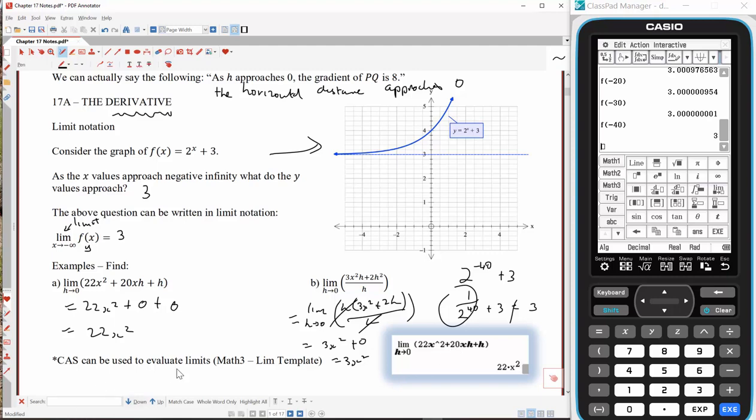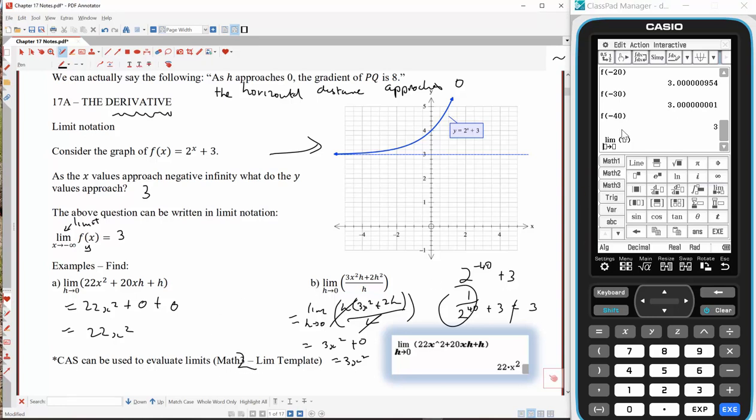Calc does limits, so you can hit it from the Math 3 template. I hardly ever use them, so I would have written that a few years ago. Math 3 lim template. It's not even Math 3, it's Math 2. All right, so Math 2 is where that's at.